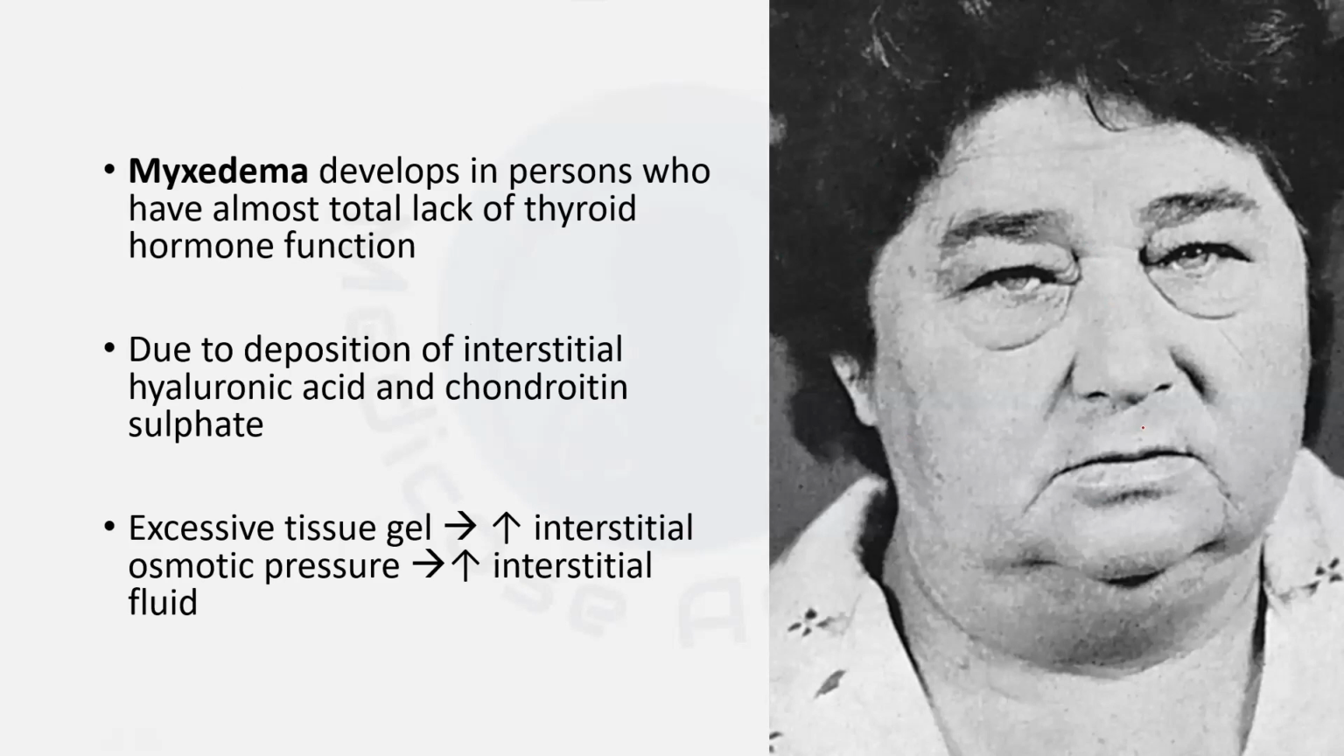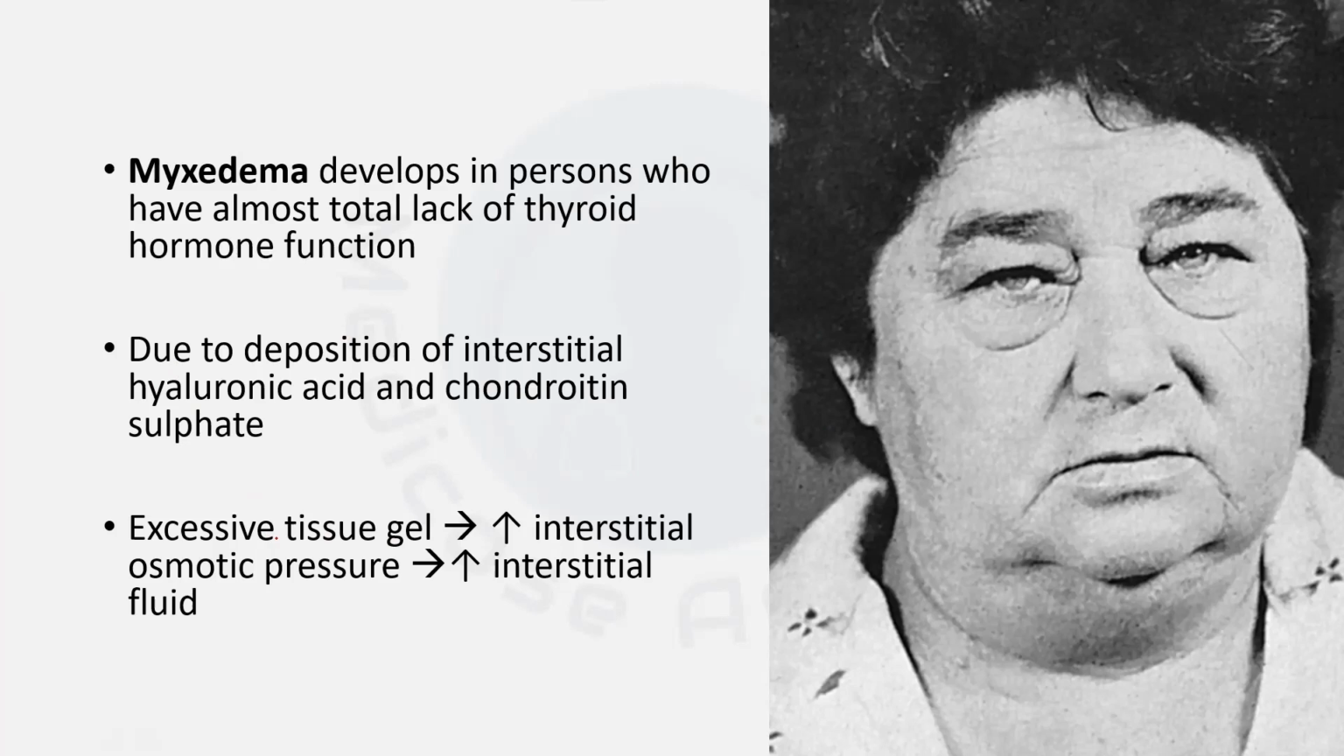There is marked edema. Why does it develop? In the absence of thyroid hormones, there is deposition of interstitial hyaluronic acid and chondroitin sulfate. The GAGs are actually deposited in the absence of thyroid hormones. Once these are deposited, they increase the tissue gel. Because of this excessive tissue gel, there is an increase in interstitial osmotic pressure.